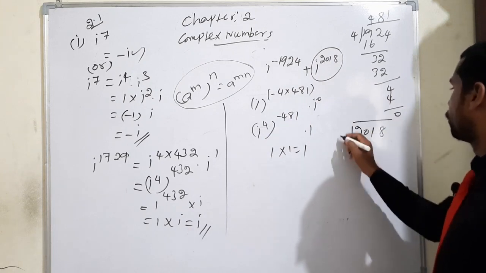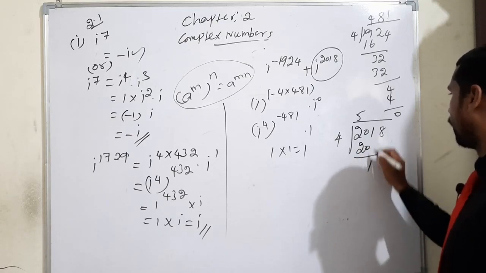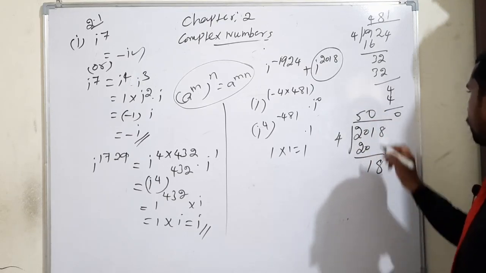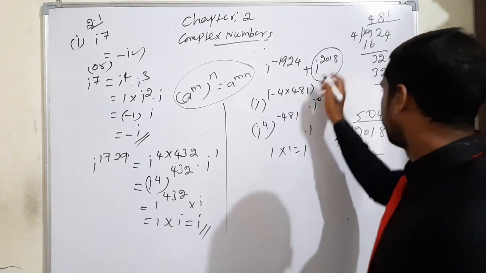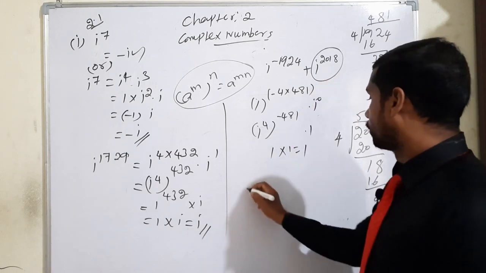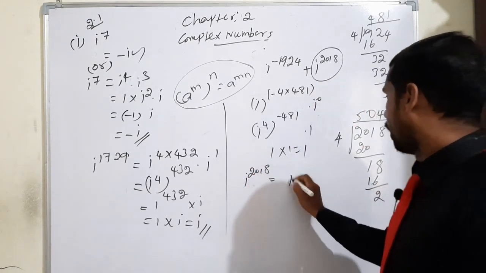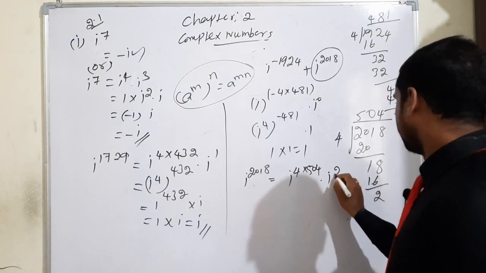Again 2018 means fourth table. 5 4s are 20, again 1 means quotient will be 0. Next one down 8, again 4 4s are 16. Again how to rewrite i to the power 2018, isn't it? i to the power 2018. What will happen? i to the power 4 into 504 into i square.